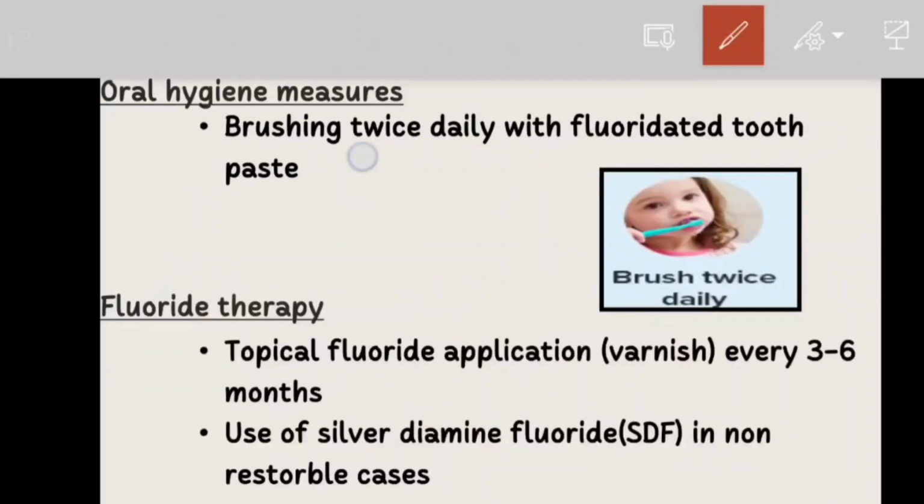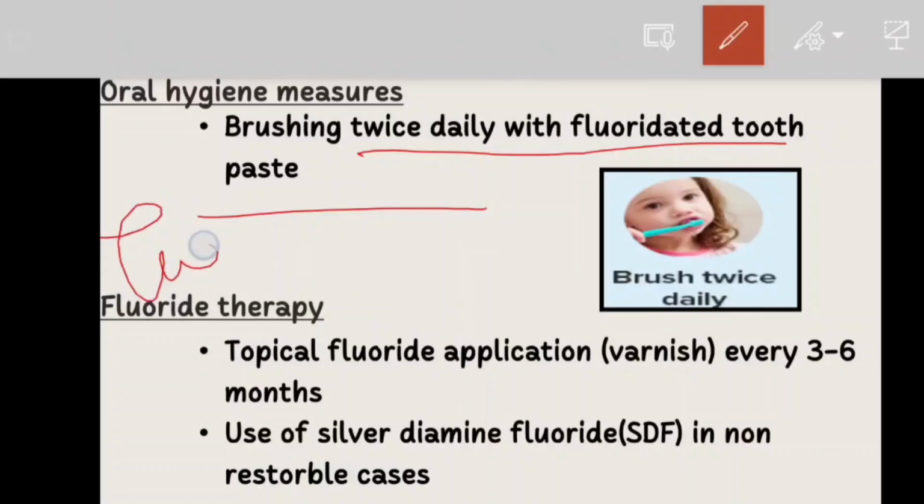Here is the oral hygiene measure. Parents should help children brush twice daily with a fluoridated toothpaste. So the question is: how many times should a child brush daily? The answer is twice daily.